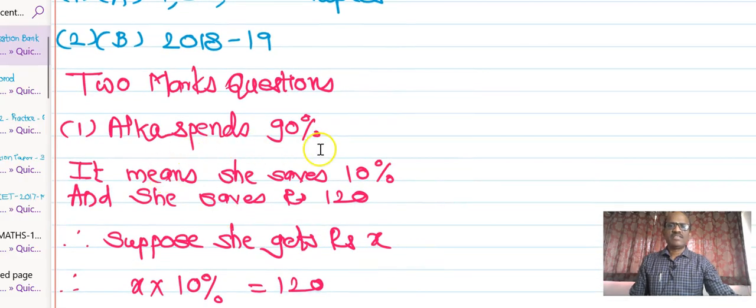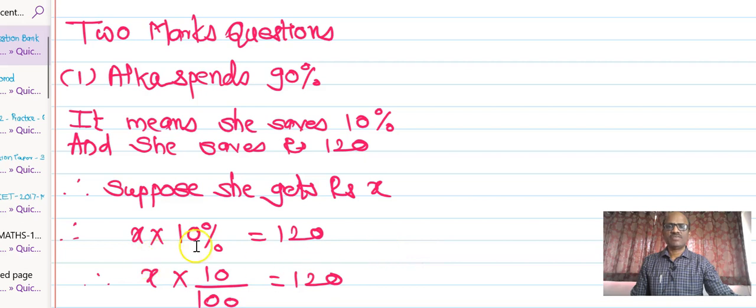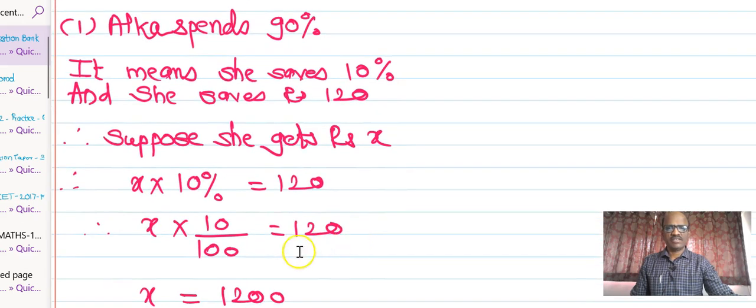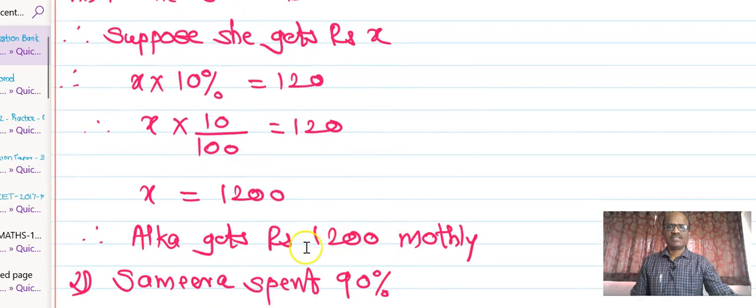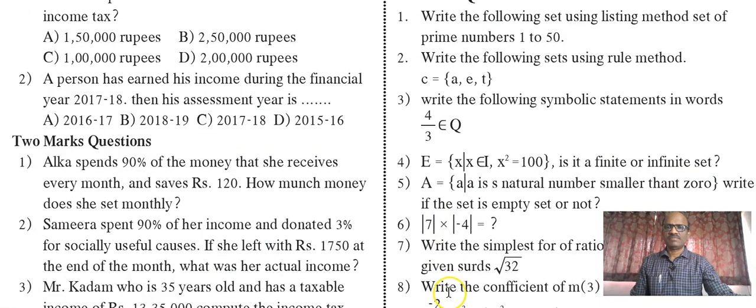Now Alka spent 90% of the money that she gets. It means that she saves 10% and she saves rupees 120 per month. Suppose that she gets rupees x, therefore x into 10%, that is equal to 120. That is x into 10 upon 100 is equal to 120. Therefore x is equal to 1200. Therefore Alka gets rupees 1200 monthly. Now next question.